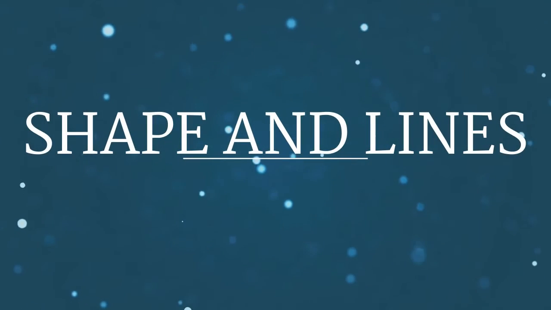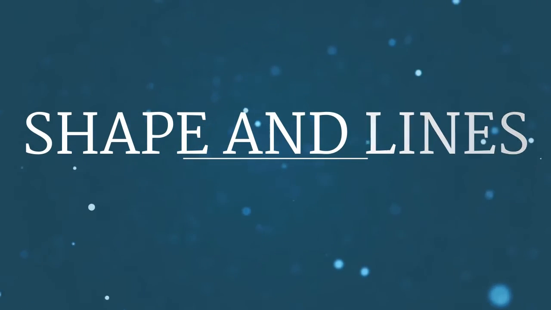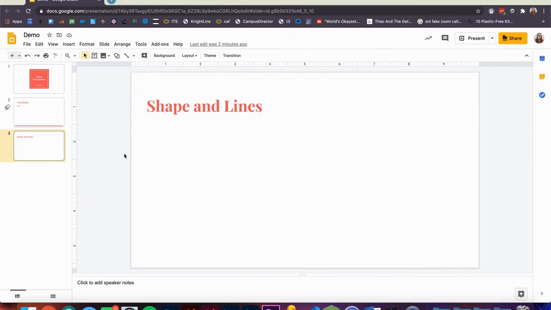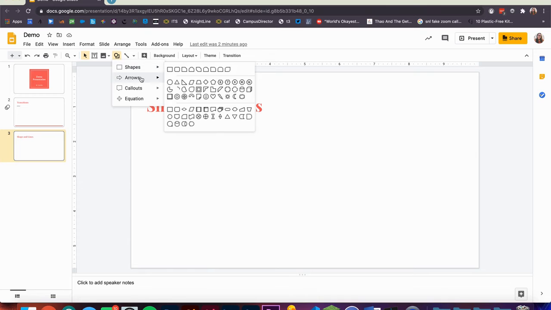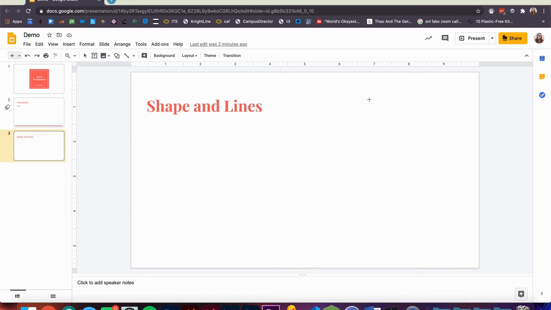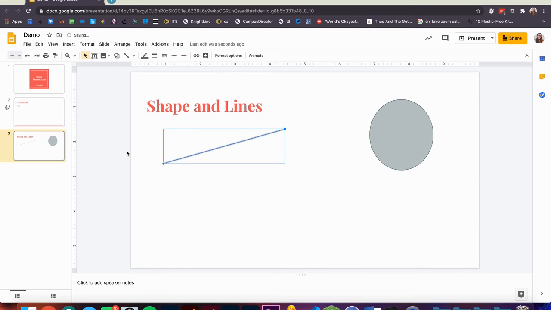You can add various shapes and lines to enhance your presentation. To add a shape, click here to view a bunch of different shapes. Hovering over the categories will show the shapes within that category. Click on the shape you want, and then click and drag across the screen to create it. To add a line, click the line symbol here, and then click and drag across your screen to create it.